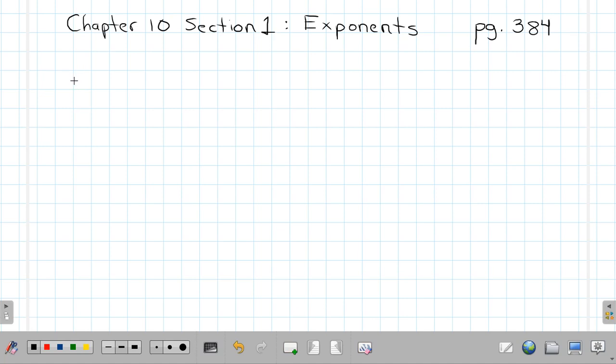So in order to be able to understand and do the things that we need to do later on in the year, you are going to have to know how to use and evaluate exponents. So the first definition that we're gonna talk about today is the definition of power. Okay, so a power is what we're gonna call a product of repeated factors.